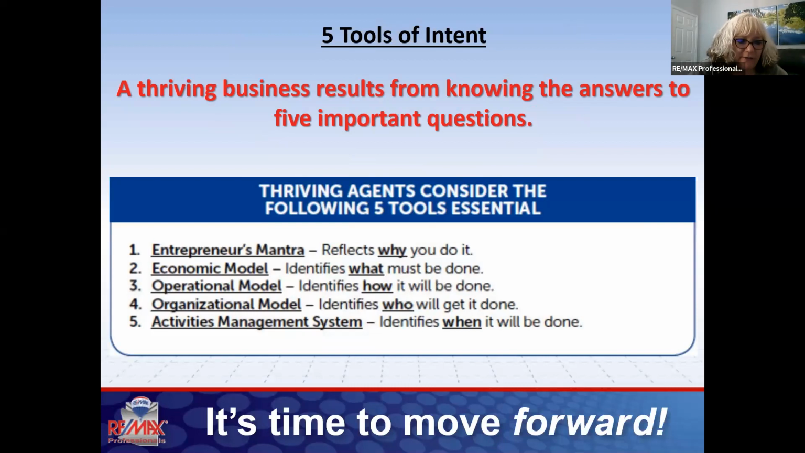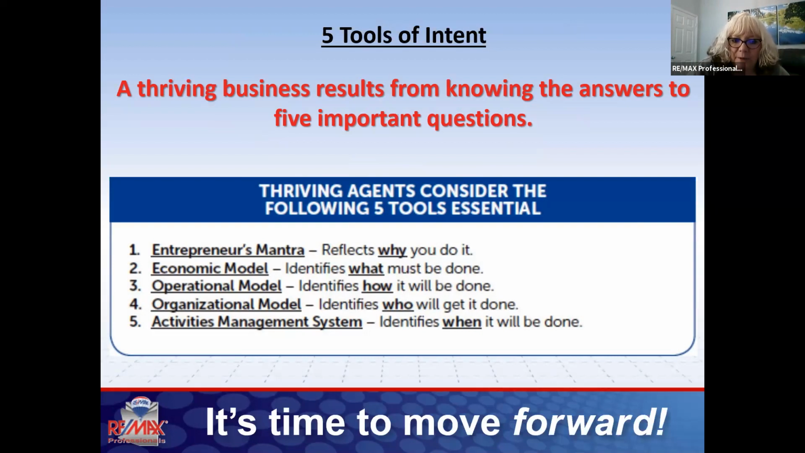So page 11. So the 5 tools of intent. So we have the entrepreneur's mantra. So this reflects why you're doing it. And it's also about how much money you want to make, right? And it breaks down to the transactional benchmark. So I want to make 100 grand. That's about 14 or 15 houses in the Phoenix market that you have to sell. Okay. Not taking into account taxes and expenses and splits and all that stuff.